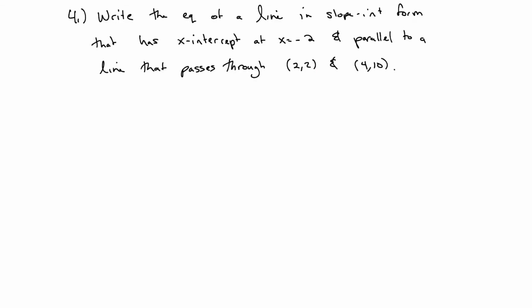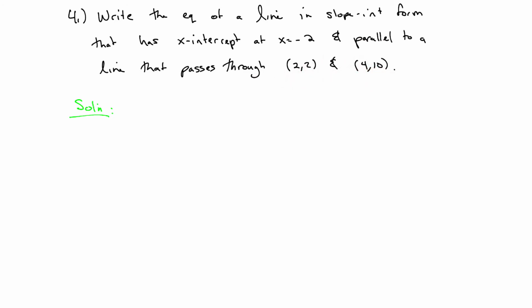Last but not least, we have question 4, which is: write the equation of a line in slope-intercept form that has x-intercept at x equals -2 and is parallel to a line that passes through (2, 2) and (4, 10). The wording here is a little bit tricky, so we need to pay attention. We want a line that has an x-intercept of -2 and is parallel to a line that passes through (2, 2) and (4, 10).